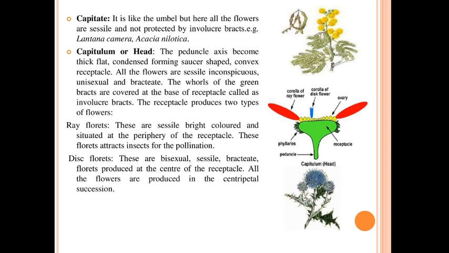Disc florets, on the other hand, are bisexual, sessile, bracteate, and florets are produced starting from the center of the receptacle. All the flowers are produced in centripetal succession. Now, capitulum or head inflorescence might again be what is called the compound capitulum or compound head, where you have the peduncle branched, and again on the branched peduncle, you have the heads arranged.